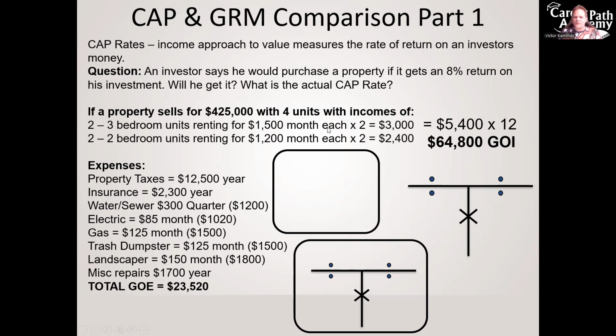I already figured it out for you. That's 1,500 times 2, that's 3,000. And then there's 2 2-bedroom units renting for $1,200 a month each. Times 2, that's 2,400. Add 3,000 plus 2,400, that's 6,400. Times that by 12, it's 64,800. So here's the monthly income and here's the annual income. And then I added up all the expenses for you too. Made it easier for you. Total gross operating expenses are 23,520.